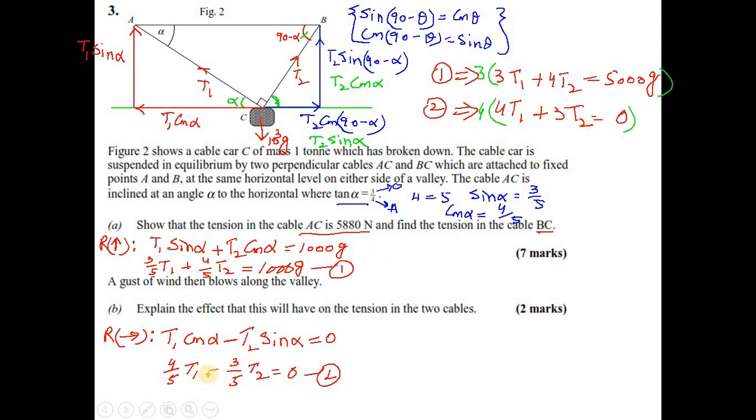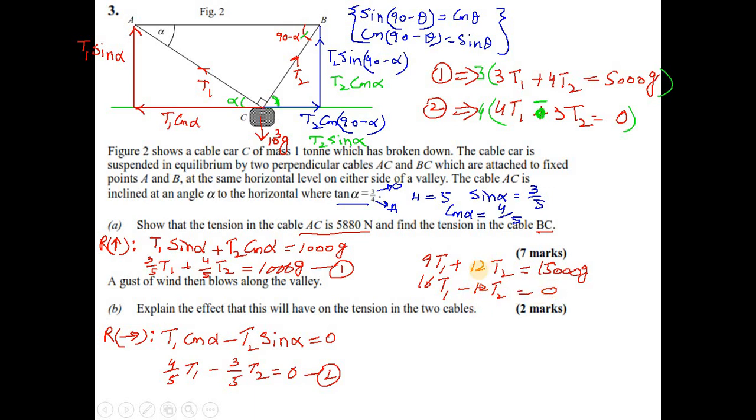I made a mistake here, sorry about that, I just forgot it, because this is minus, so it should be minus here, don't forget it. Okay, and then when you multiply, you have 9T1 plus 12T2 is equal to 15,000 G, and underneath you have 16T1 minus 4 3s are 12T2 is equal to 0.